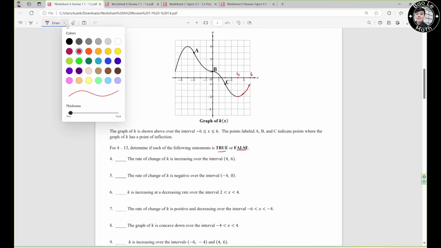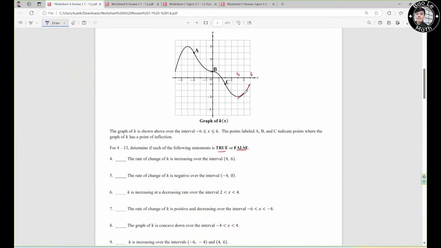Yes, you can draw two tangent lines and you see that the first tangent line right here and the second tangent line right here, and you see that the second tangent line is steeper than the first one, which means the slope is bigger, so the rate of change is increasing, right? So this is true.